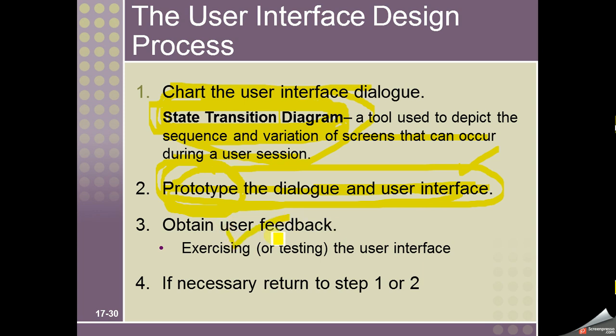Next, we get user feedback on this prototype. If necessary, return to step 1 or 2. If there was a problem in the sequence, we may go back to step 1 and reorganize the inputs and outputs by making changes in the state transition diagram. Or if the order was correct, but some changes are required in the interface design, we go back to step 2 to make a new prototype.